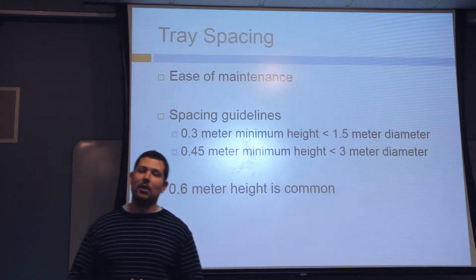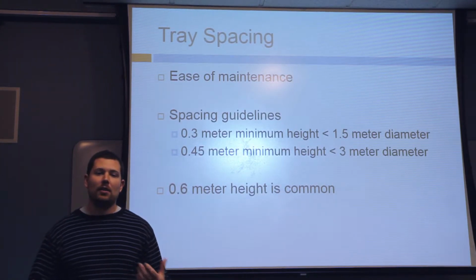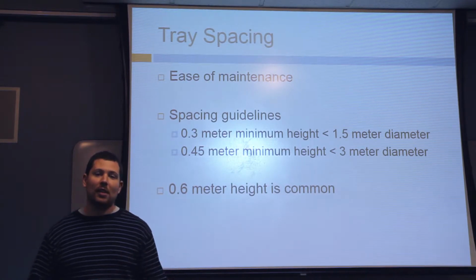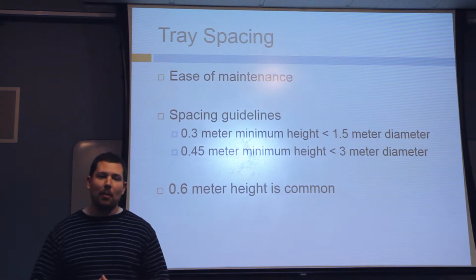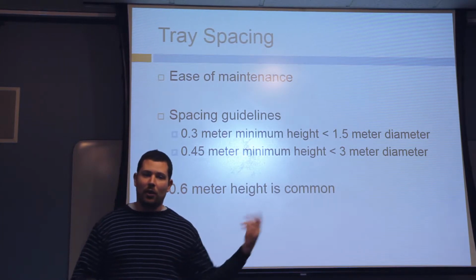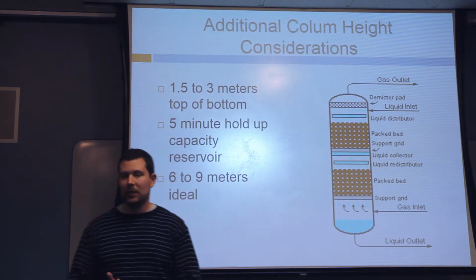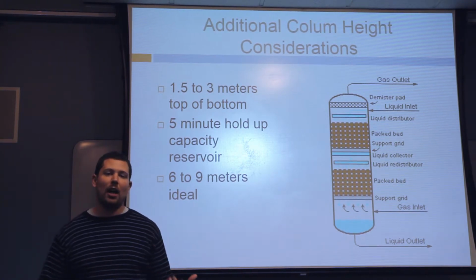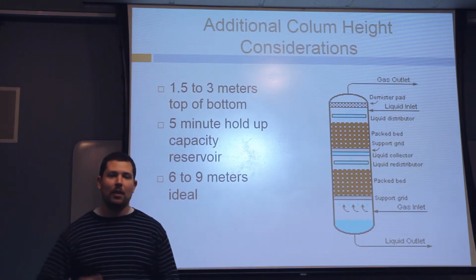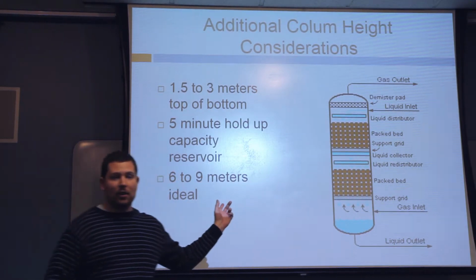One big factor in your tray spacing is to find a tray spacing that allows workers easy access, easy maintenance, and easy repair. Some general guidelines are on the screen. Other considerations when it comes to your column height are the actual reservoir at the bottom that can allow for hold-up and some extra head spacing at the top. Some general guidelines are seen on the screen.